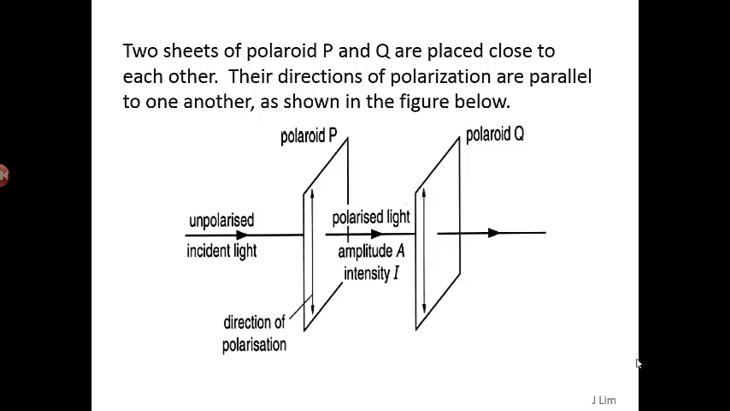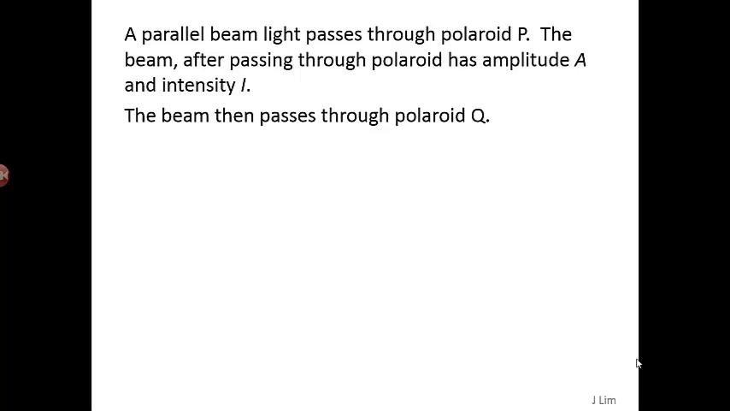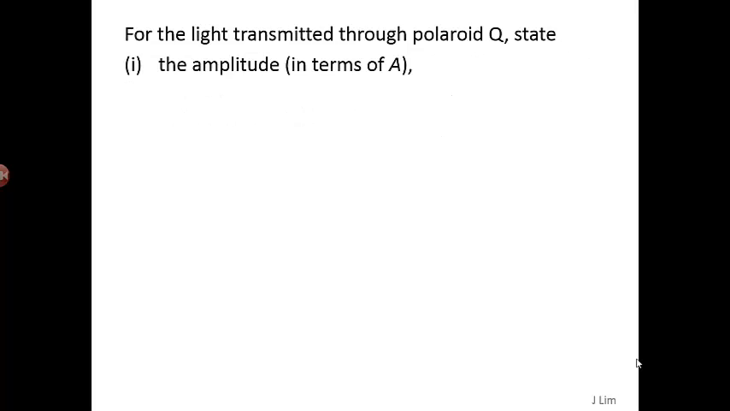Two sheets of Polaroid P and Q are placed close to each other. Their directions of polarization are parallel to one another as shown in the figure below. A parallel beam of light passes through Polaroid P. The beam after passing through Polaroid has amplitude A and intensity I. The beam then passes through Polaroid Q. For the light transmitted through Polaroid Q, state the amplitude in terms of A.